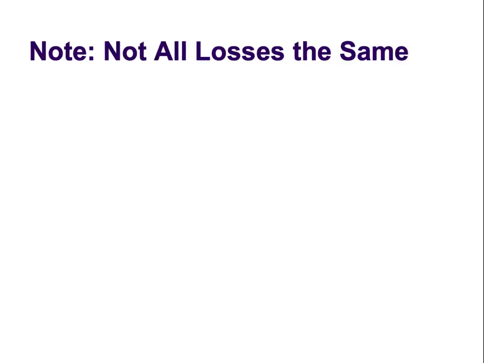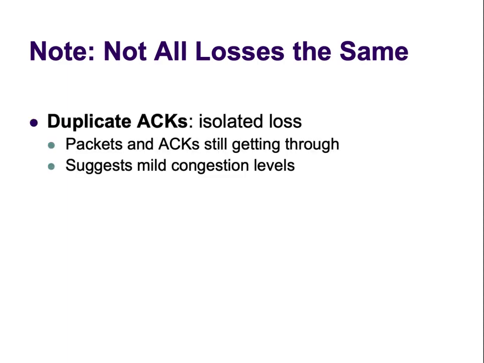The only other observation I wanted to make on losses is that not all losses are the same. As we've discussed in the context of TCP reliability, we detect losses one of two ways. One is when we get a certain number of duplicate acknowledgements. This is kind of an indicator of an isolated loss. Right? The fact that I'm getting duplicate acknowledgements means my packets are still going through. So it probably means that there's some mild congestion, but it's not severe.